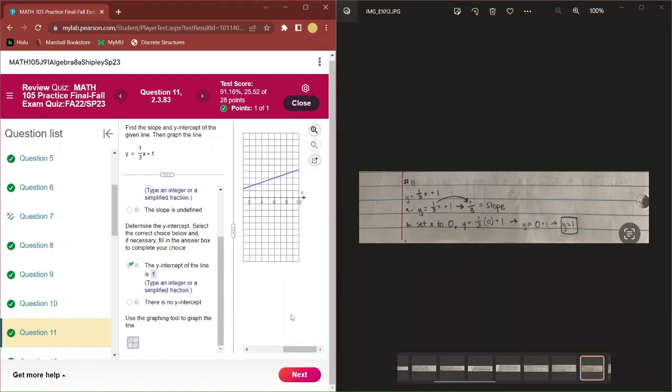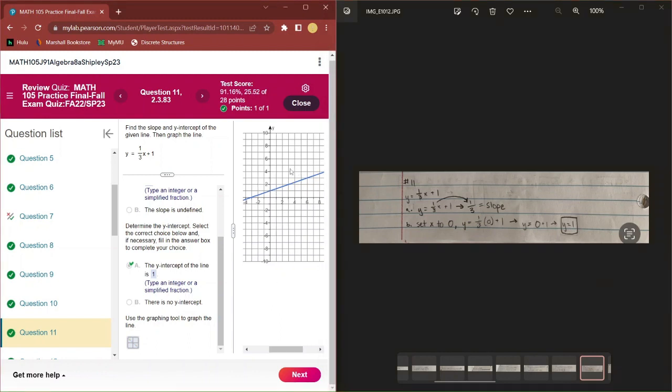And then you graph it. You first graph the y-intercept. You put a point at the y-intercept. At the y-intercept, the x value is always 0. So x is 0, up 1. That's it. And then you just go rise over run. So the slope is 1/3. So up 1, over 3. And that's how you graph that.